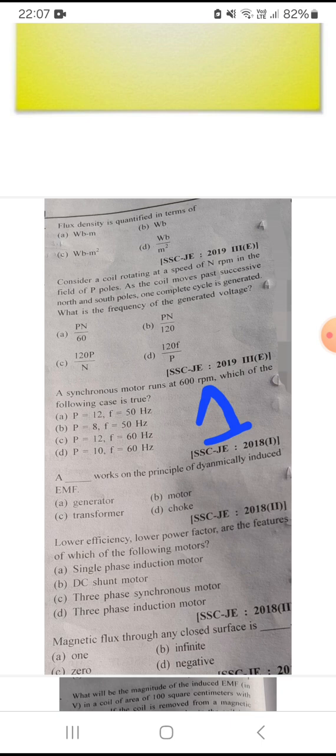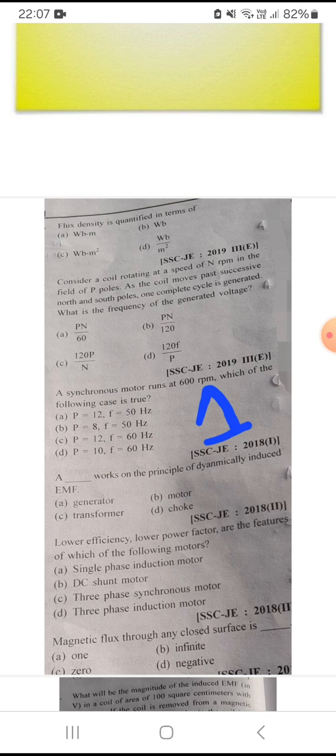Consider a coil rotating at a speed of n rpm in the field of P poles. As the coil moves past successive north and south poles, one complete cycle is generated. What is the frequency of the generated voltage? That is the option B, Pn by 120.